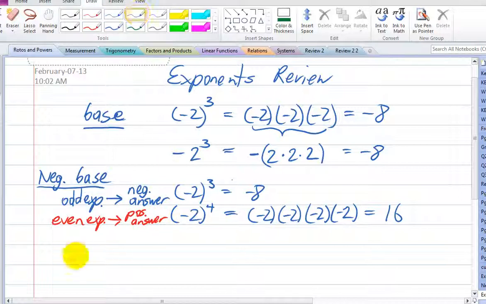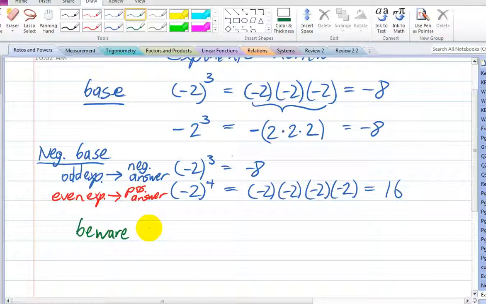But beware. Yeah, and that's exactly what I was going to say. Good job, Alina. So if you have -2 to the positive 4, with no brackets, your base is 2. Yeah, I'm writing a little bit different, but still, there's a negative sign in front. That's a -16. Okay, so that's the exception.